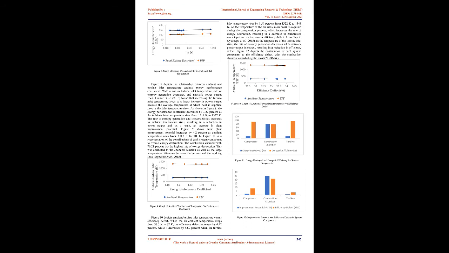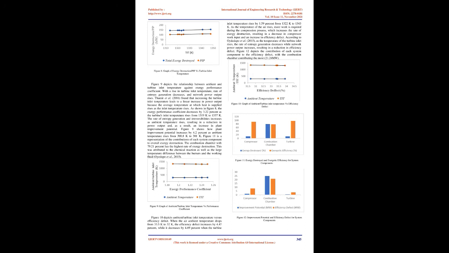A graph of exergetic and thermal efficiency versus turbine inlet temperature is shown in Figure 6. When the turbine inlet temperature is raised from 1320 K to 1340 K, the exergetic and thermal efficiencies both increase by 0.15%. Raman et al., 2011, found that as the turbine inlet temperature rises, the thermal efficiency rises linearly until a certain compression ratio is reached.